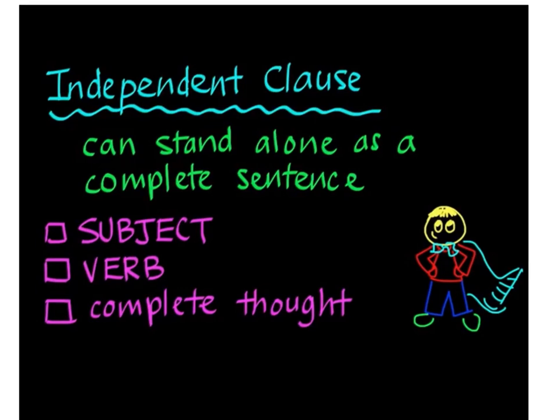An independent clause. Okay, well, independent means that you can do things on your own or you don't need to depend on anyone else. Well, that's what an independent clause is. An independent clause can stand alone by itself. It is a complete sentence. An independent clause also has a subject and a verb, and it has a complete thought, so it will make sense to you.